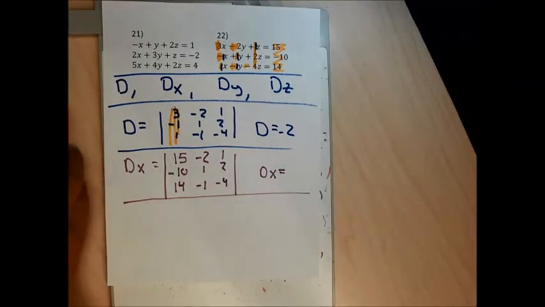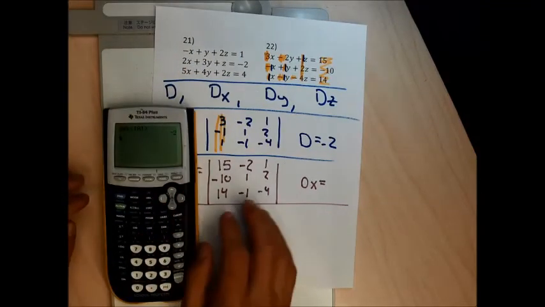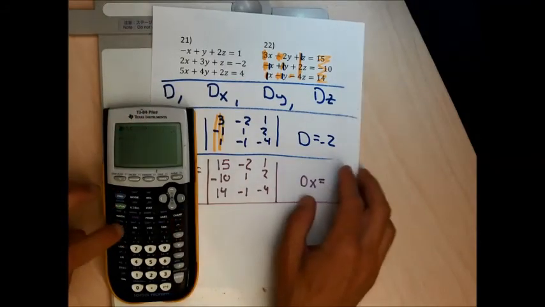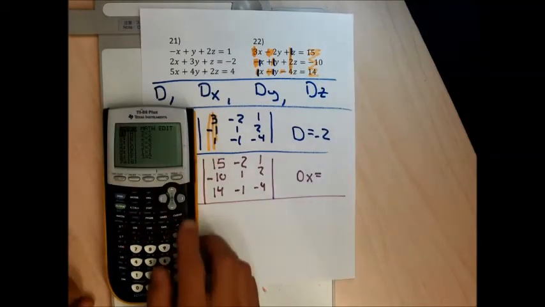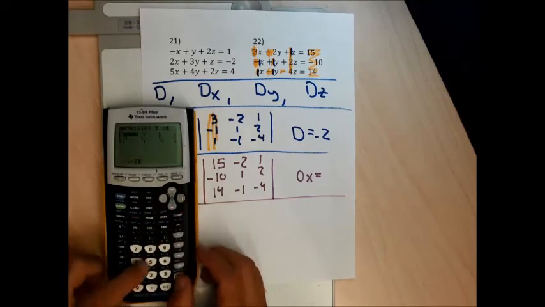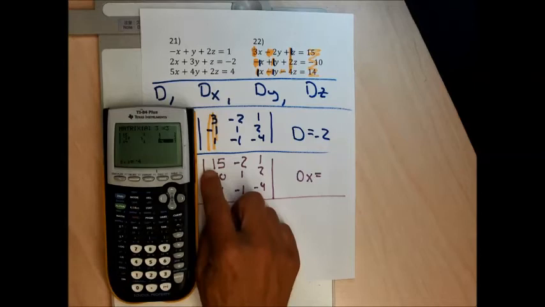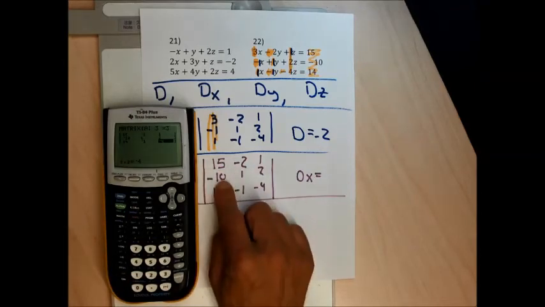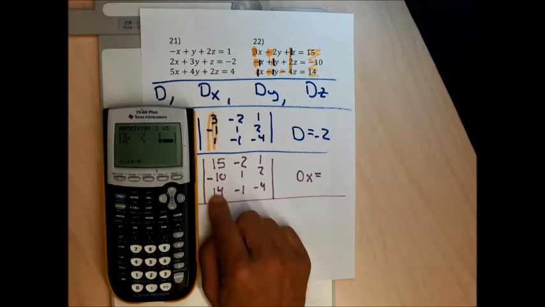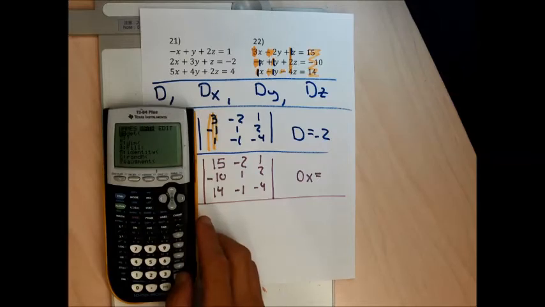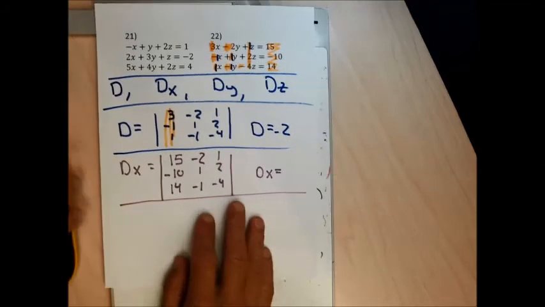So let me figure that out real quickly on my calculator. So I'm going to enter this matrix, second matrix. It's a 3x3 matrix. I go over to edit. 15, -2, 1, -10, 1, 2, 14, -1, -4. Double check. Feel good about that. Matrix, math, determinant, second matrix, enter. This is -10.